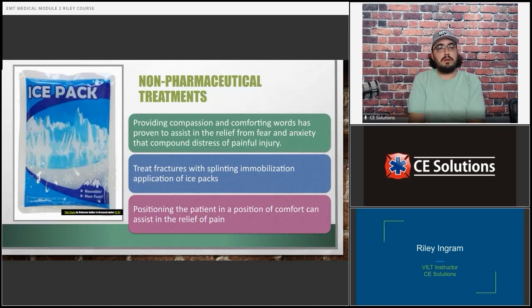All right, so jumping into some non-pharmaceutical treatments. Providing compassion and comforting words has proven to assist in relief from the fear and anxiety that compound the distress of a painful injury. We want to treat all fractures with splinting, immobilization, and application of ice packs, and position the patient in a position of comfort that can assist in the relief of pain as well.